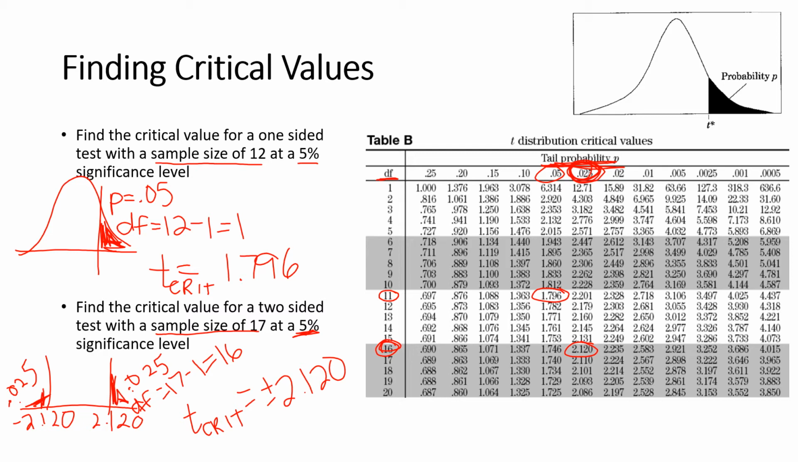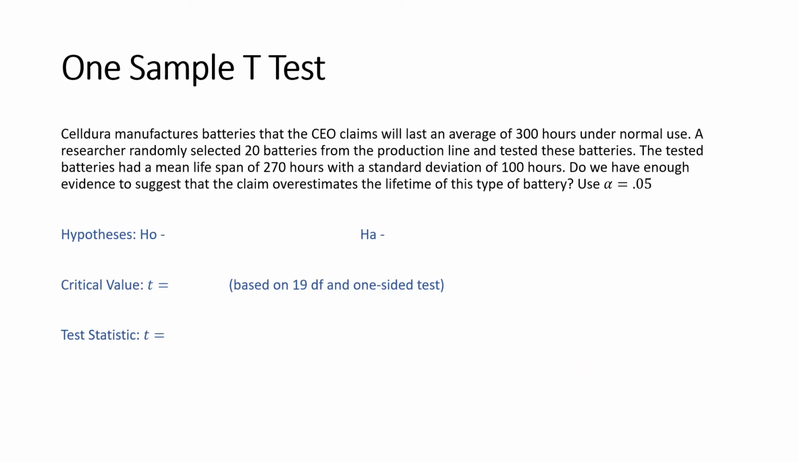Okay, so let's put this whole process together and practice running some one-sample t-tests. Eldura manufactures batteries that the CEO claims will last an average of 300 hours under normal use. A researcher randomly selected 20 batteries from the production line and tested these batteries. The tested batteries had a mean lifespan of 270 hours with a standard deviation of 100. Do we have enough evidence to suggest that the claim overestimates the lifetime of this type of battery?